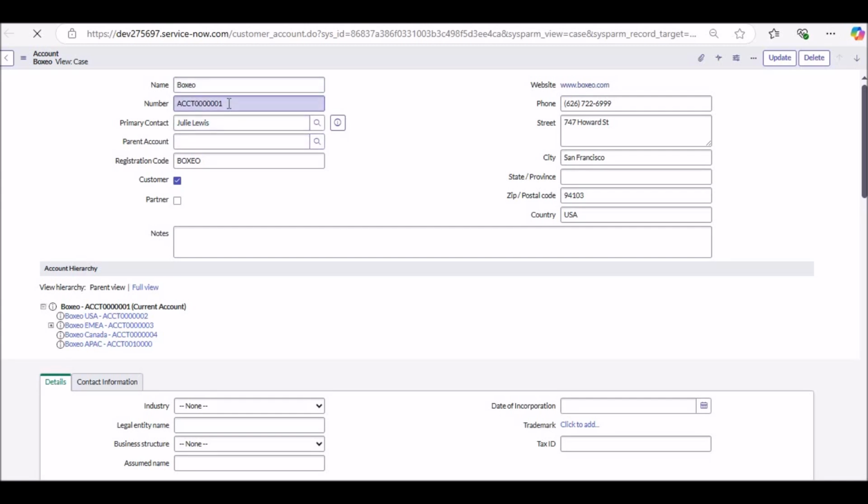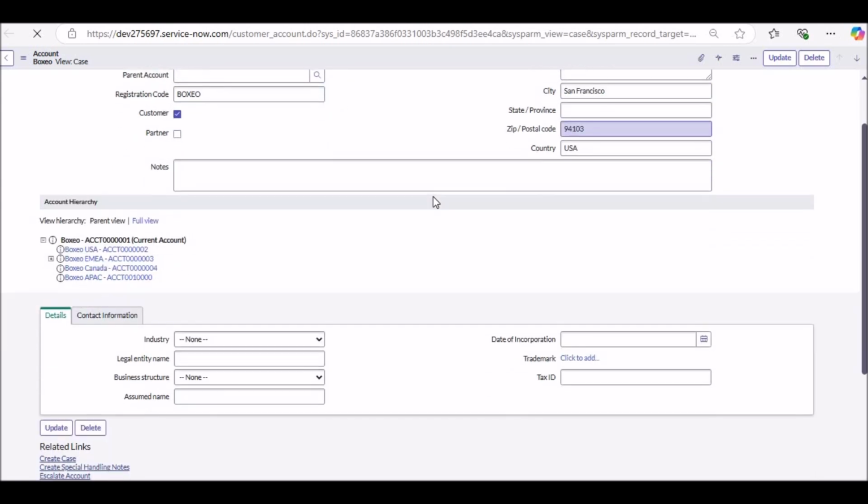Here you can make a note. The account has a number. It has a primary contact mentioned. Some registration code is there. There is a checkbox for whether this is a customer or a partner. So we have the customer. That means the product which is sold to Boxio will be used by Boxio only. We have the address-related details here.